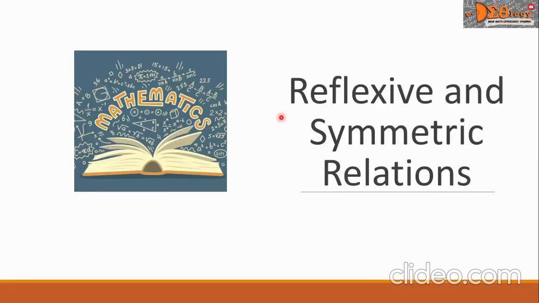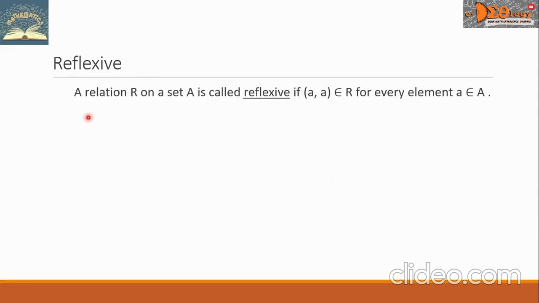Hi everyone. Today we're going to study reflexive and symmetric relations. Let's begin with reflexive. A relation R on a set A is called reflexive if the ordered pair (a, a) is an element of R for every element a in set A.